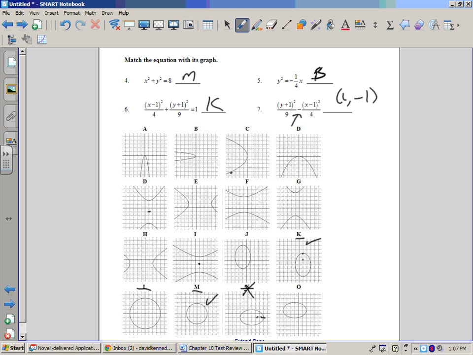Which way does it open? It opens up and down because the y value is first. The vertex has to be exactly 3 units away, the square root of 9 units away. So which one of these has a vertex that's exactly the square root of 9 units away? The answer is D, and so 7 is D.